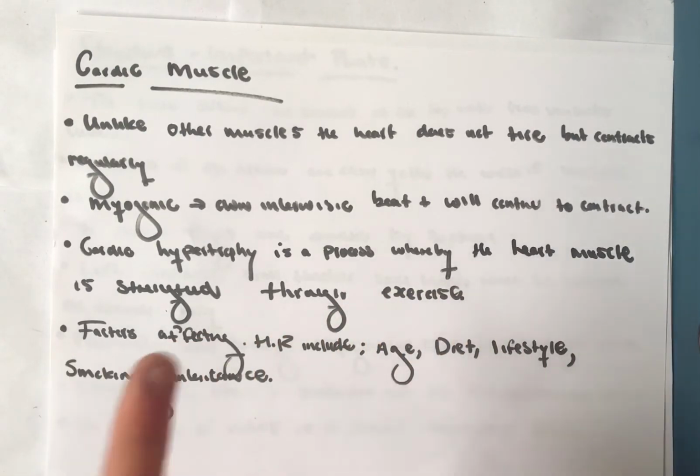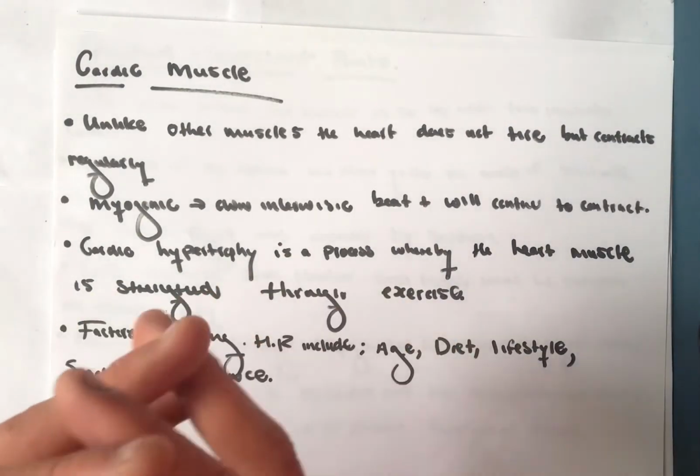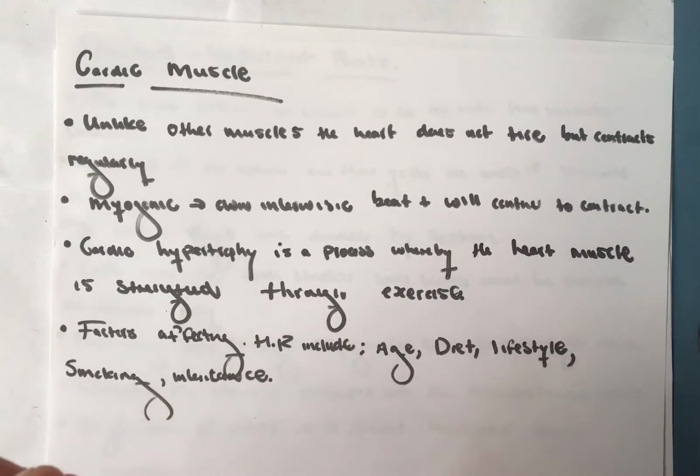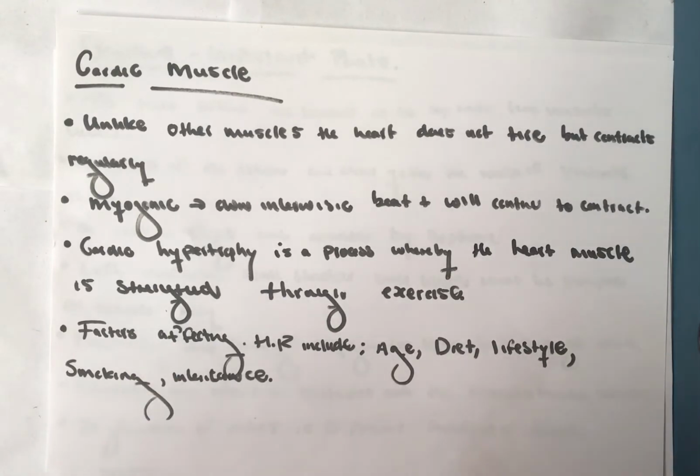Cardiac hypertrophy is a process whereby the heart muscle is strengthened through exercise and it gets more efficient at pumping blood around the body, so stroke volume increases and therefore heart rate decreases. We'll cover this in a later video, but stroke volume is simply the volume of blood pumped out of the left ventricle per beat.